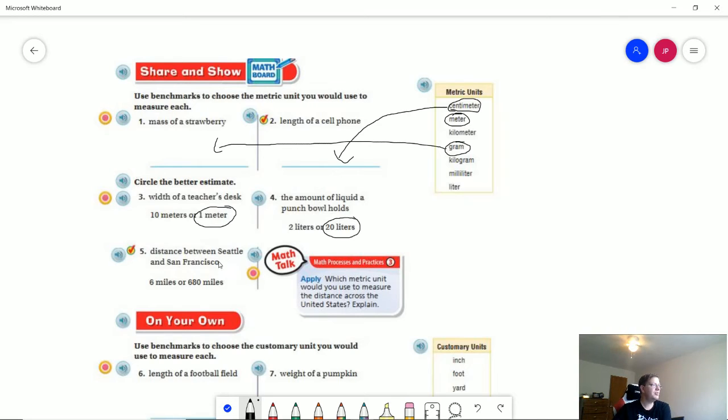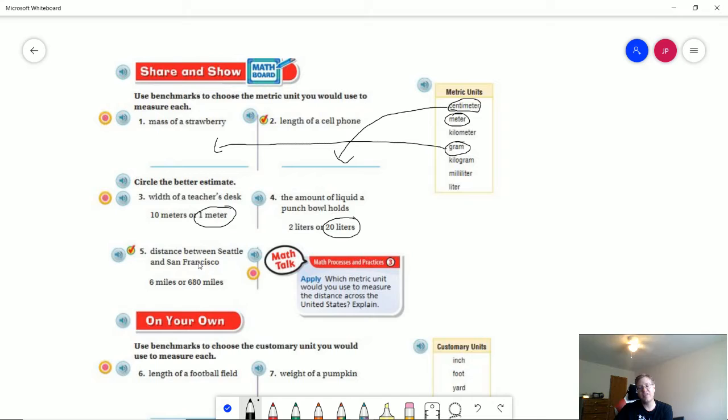And the last one, for our traditional or customary units, is the distance between Seattle and San Francisco. So we would want to travel in a plane to get there quickly.